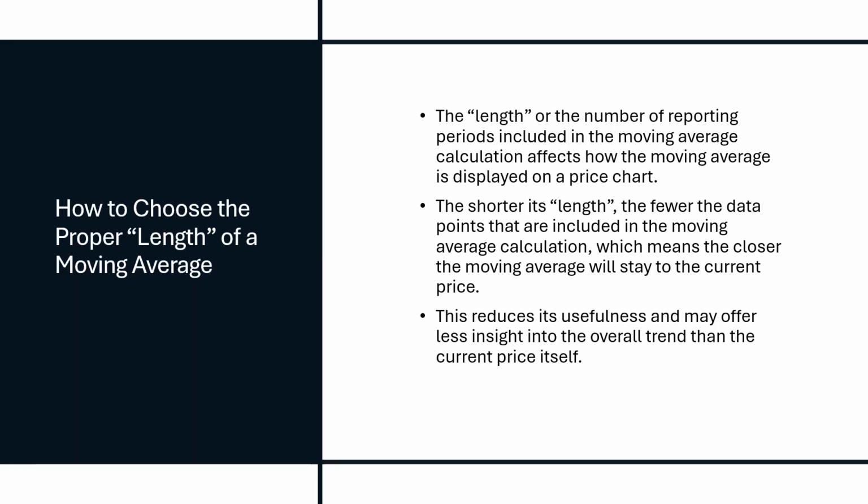How to choose the proper length of a moving average. The length or the number of reporting periods included in the moving average calculation affects how the moving average is displayed on a price chart. The shorter its length, the fewer the data points that are included in the moving average calculation, which means the closer the moving average will stay to the current price. This reduces its usefulness and may offer less insight into the overall trend than the current price itself.